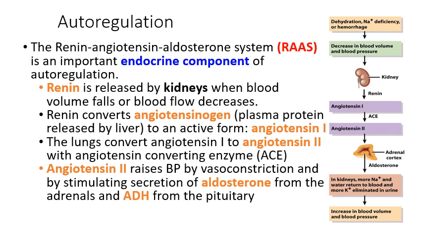When it hits the liver, it's going to find a protein called angiotensinogen. That angiotensinogen is going to interact with renin, and renin is basically going to turn that angiotensinogen into an active form of itself called angiotensin 1. Right, so renin converts angiotensinogen into angiotensin 1 in the liver.